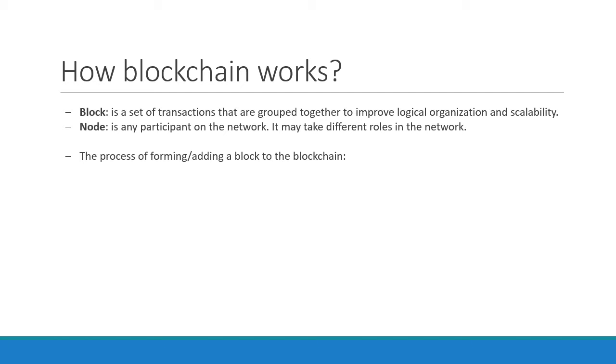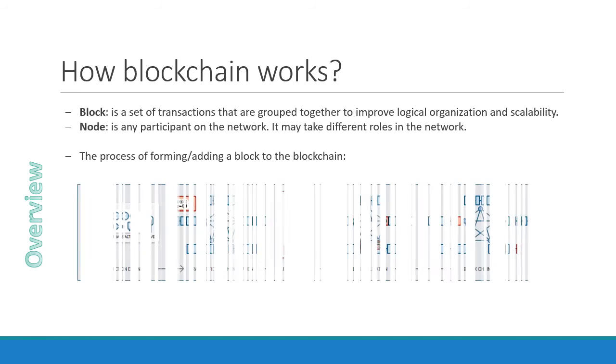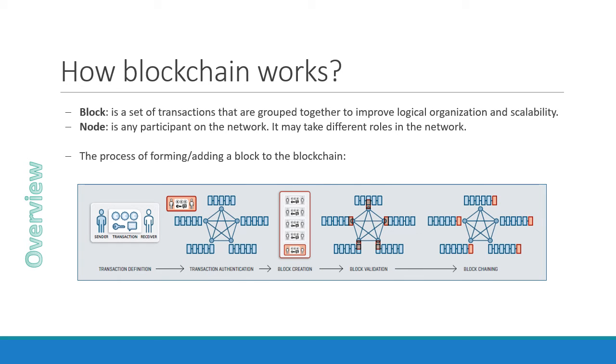As an overview, the picture below depicts the process of forming or adding a block to the blockchain, starting from the transaction definition, then transaction authentication. In step 3, there is the block creation. Block validation occurs in step 4, and at the end, there is the block chaining.